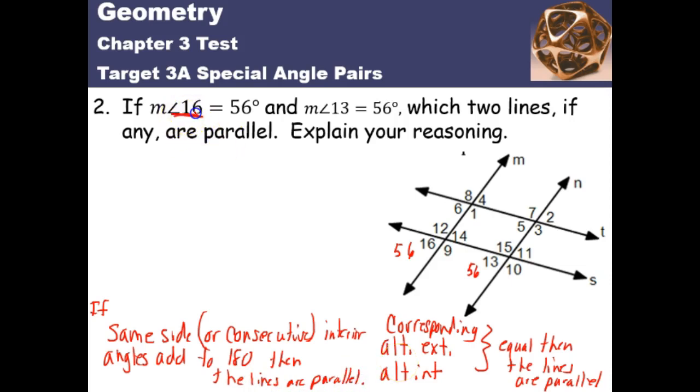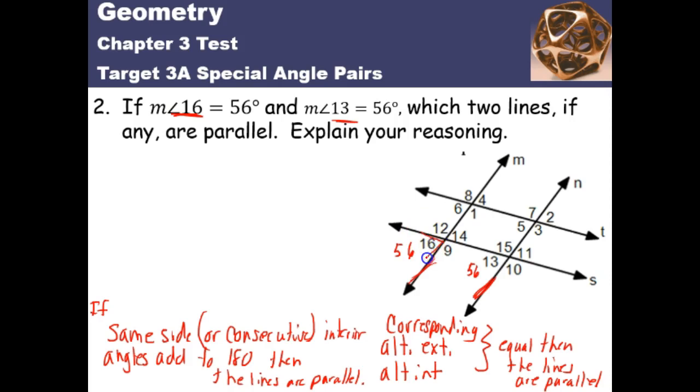So we have to look at 16 and 13. And here they are, 16 and 13. We have to decide if they're same side interior, corresponding, alternate interior, alternate exterior. So when I look at it, if I'm looking between these two lines, 13 is interior and 16 is exterior. Okay, and they're on the same side, but they're not same side interior because 16 is not interior, and they're not same side exterior because 13 is not exterior, it's interior, right? So that means that they must be corresponding.